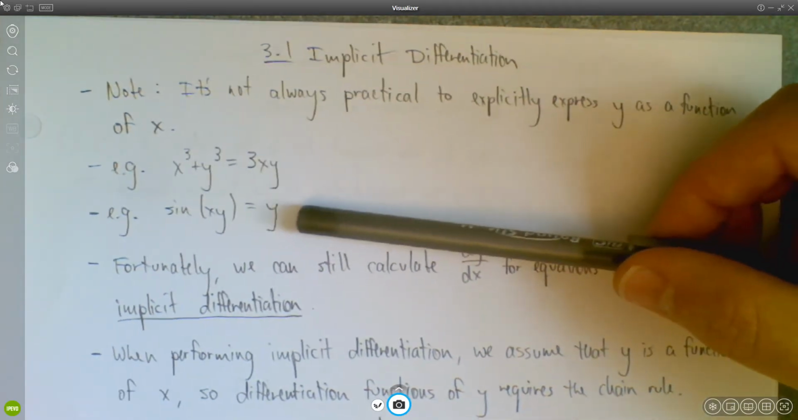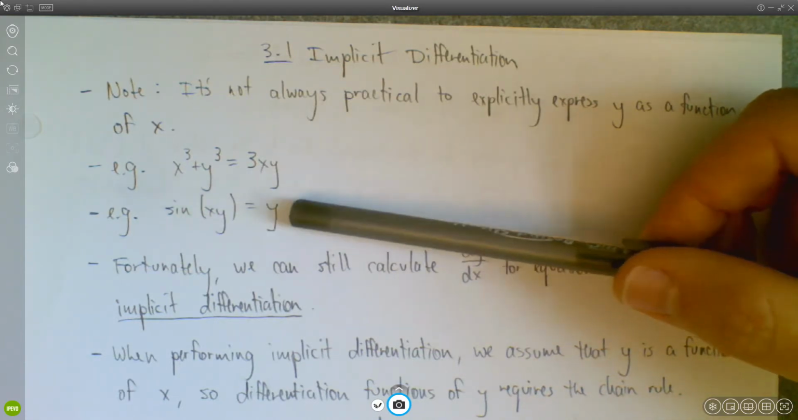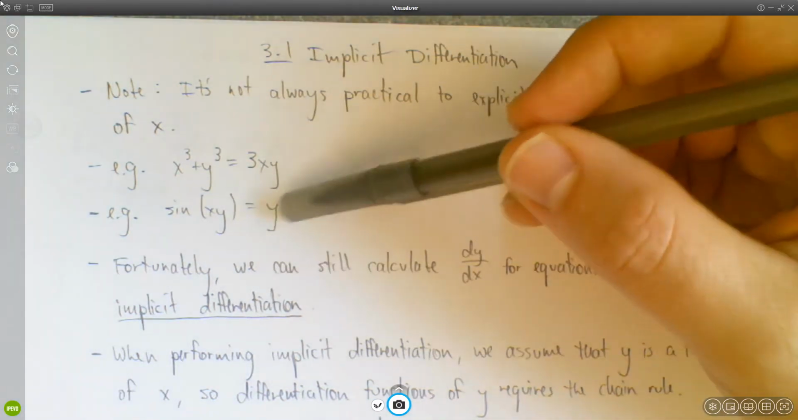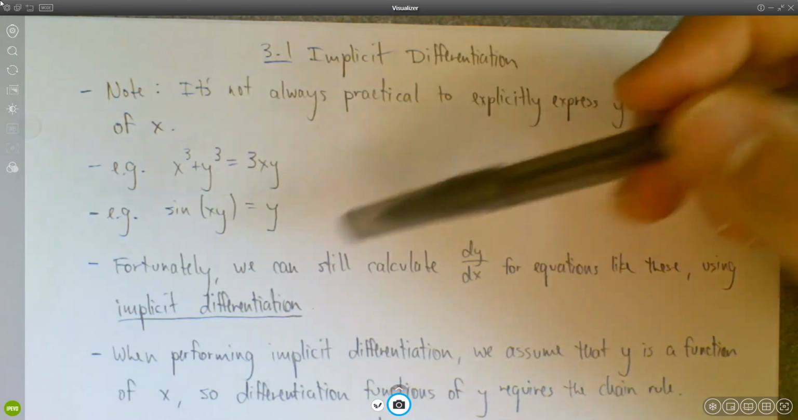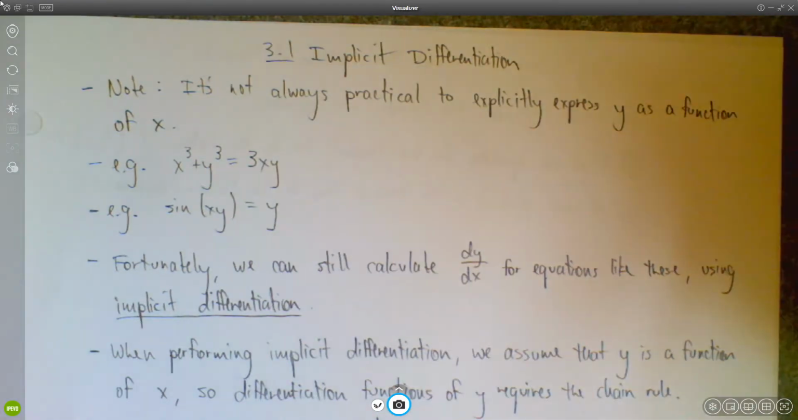Another example would be sine of xy equals y. Now this thing is not even possible to solve for y. You might think, well, it looks like y equals sine of xy, but you still have a y in here. So it's not possible to express this function just in terms of y itself.